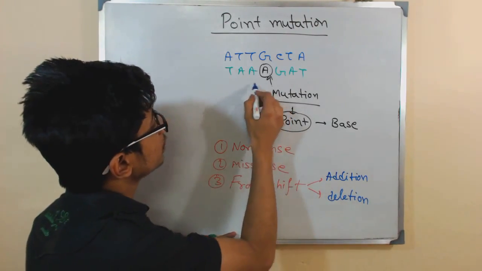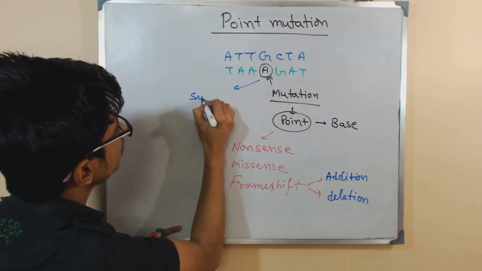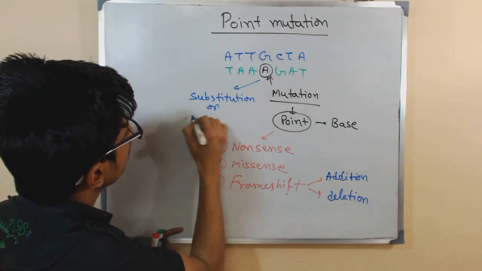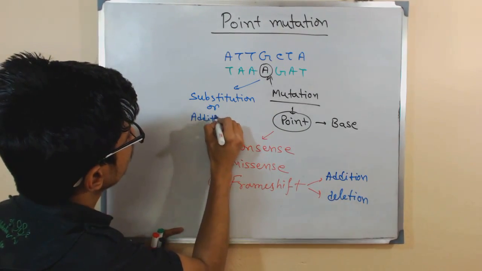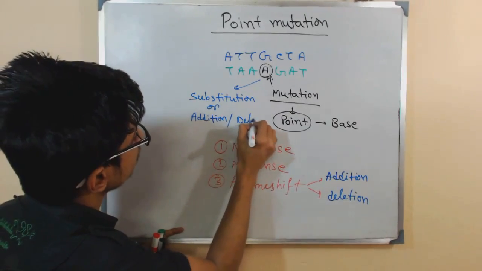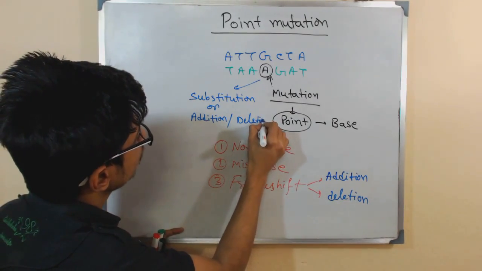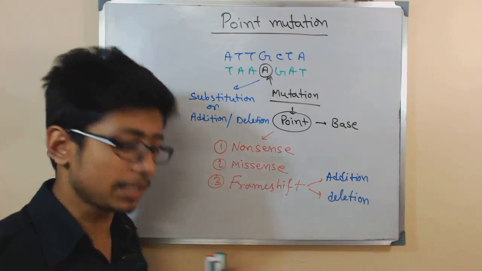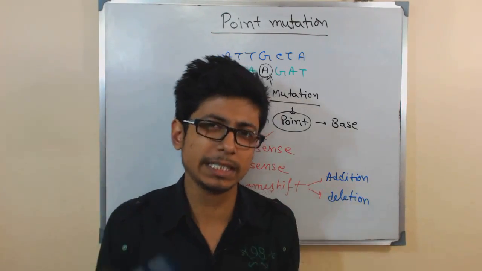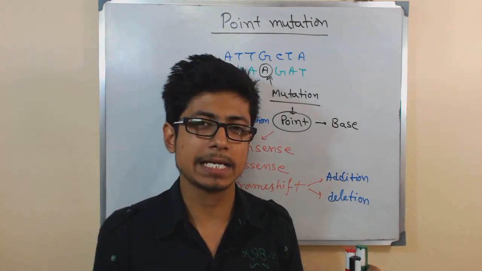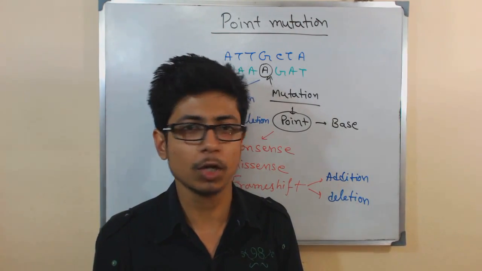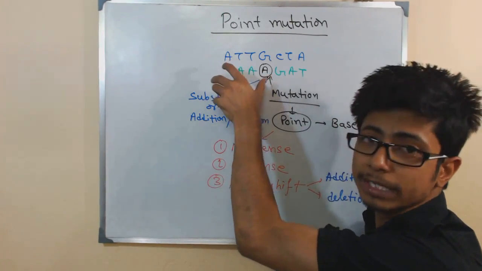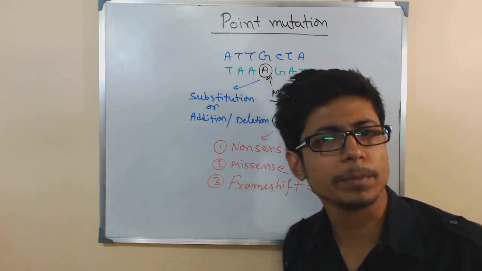There could be a substitution, or there could be addition or deletion. So these are the different ways to get a point mutation. Point mutation means a mutation in a single base pair or single base in the DNA, and there can be another type of mutation which is not a point mutation. For example, if the mutation occurs in a stretch of nucleotides altogether, it won't be termed as a point mutation.